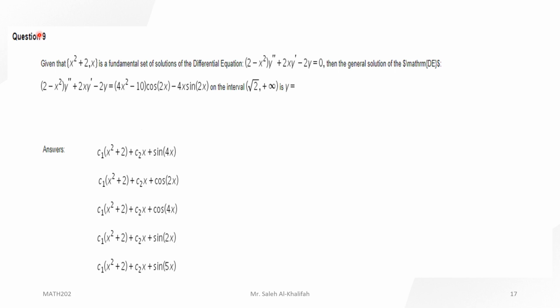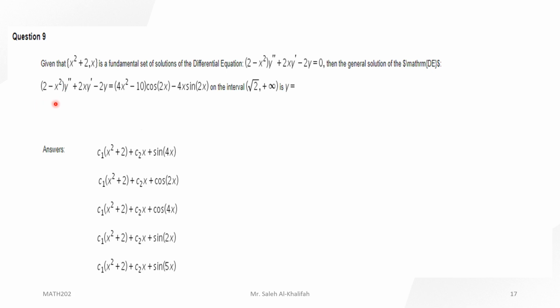Now we start with the last question, which is question number 9, saying that given that this set, which consists of two functions, x squared plus 2 and x, this set is a fundamental set of solutions. Okay, meaning that they are solutions and they are linearly independent. This is a fundamental set of solutions of this differential equation. And notice this differential equation is a homogeneous differential equation. Okay. Then the general solution of this differential equation on this interval is what?